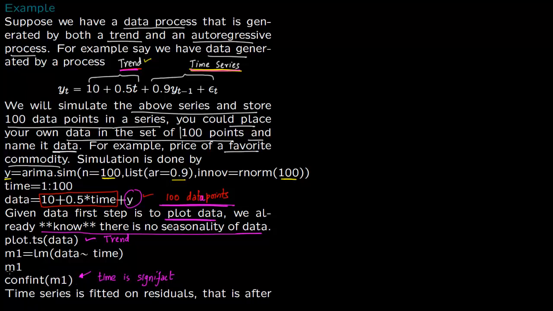we have fitted the model, then time series will be fitted to residuals. So residuals means that you will take the trend part out in this model M1. So the model data to time is exactly fitting this model. Data to time means it will give you something like a constant plus alpha times time. So you will find the constant and find alpha, and we will find out the result.